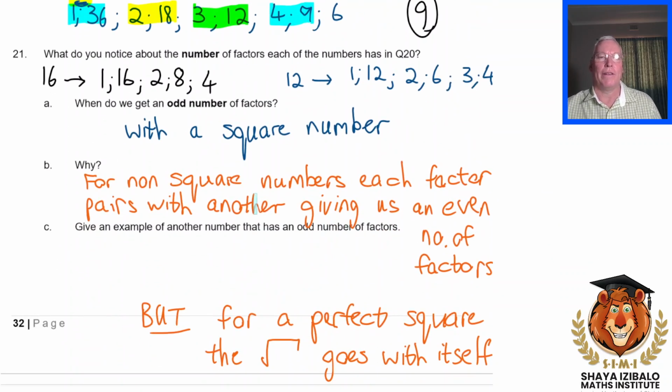Right, so they ask us for an example of another number that has an odd number of factors. Well, we can come up with any perfect square. 25 is a perfect square. It's 5 squared, right? And if we write down the factors of 25, there are actually only 3. There's 1 with 25. 2 doesn't go in, 3 doesn't go in, 4 doesn't go in, 5 goes in. All right, and 25 has an odd number of factors as well.